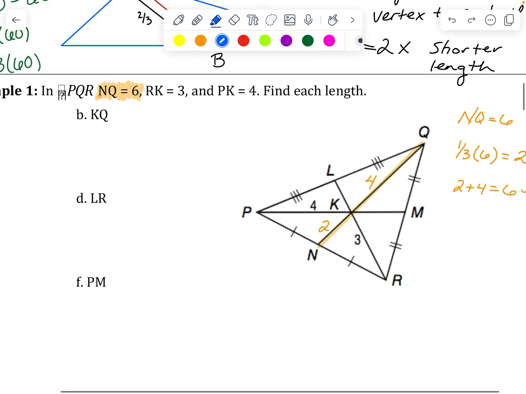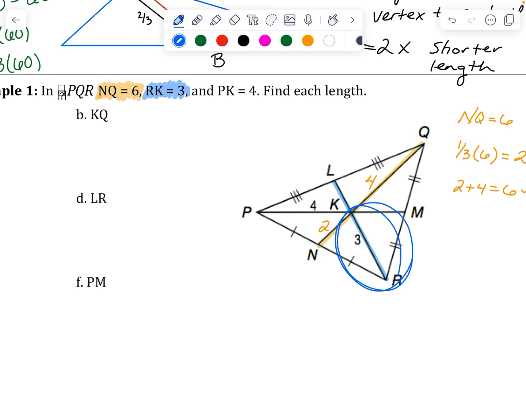All right, let's change gears to look at another segment, RK. RK is 3. Well, if RK is 3, that's from the vertex to the centroid. That is the longer part of the segment. So that's twice the length of LK. So 3 is twice the length of LK. And if I divide by 2, I get 1.5.